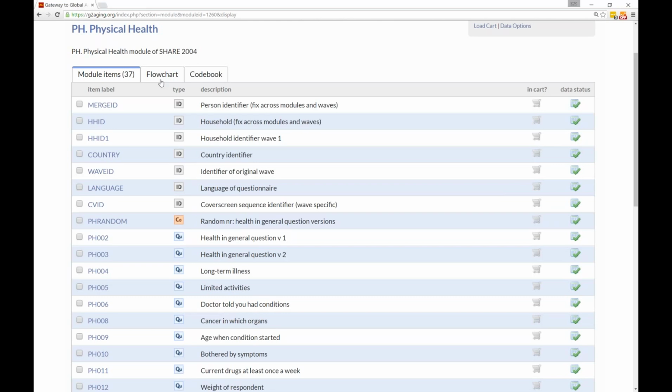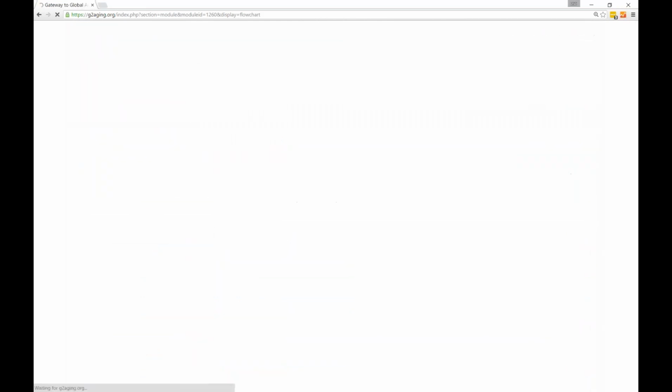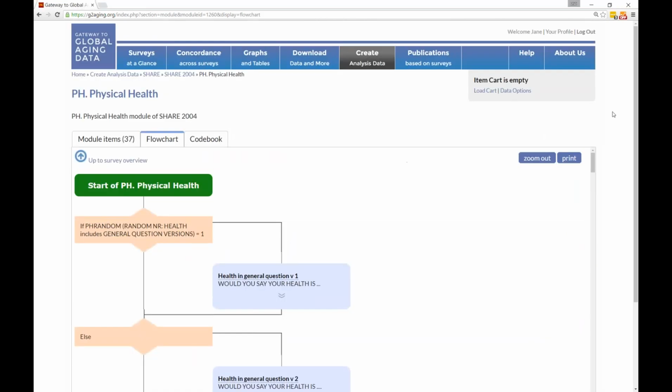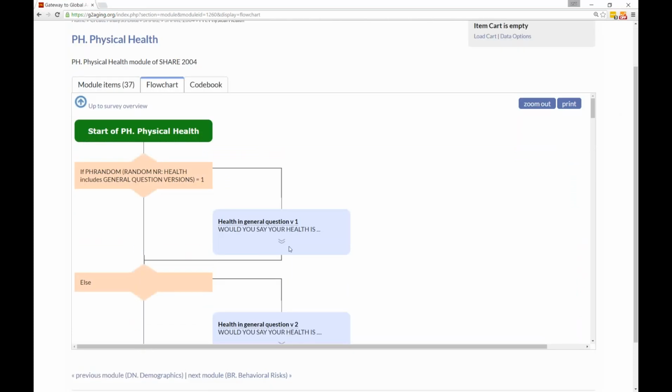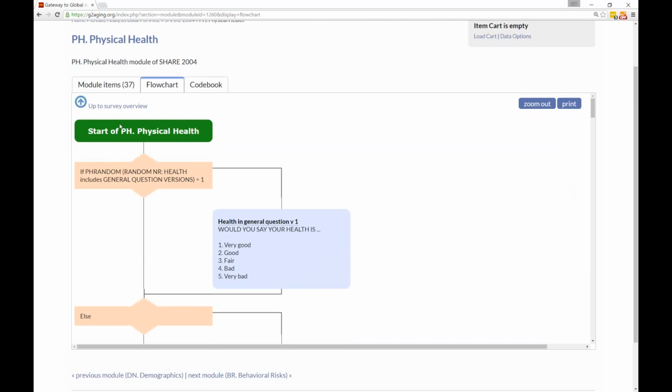I mentioned that we have built flowcharts for all of these. And flowcharts are a really helpful way to look at survey skip patterns. With all of these surveys, there's survey skip pattern, and it's really important to be able to look at survey skip pattern and understand this. So let's see. We're going to start the physical health module. This is a visual representation of what the survey logic is saying.